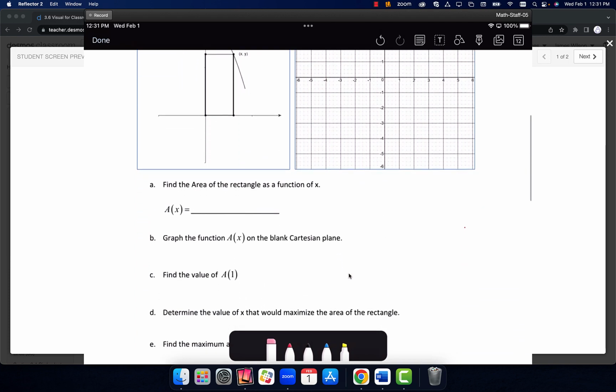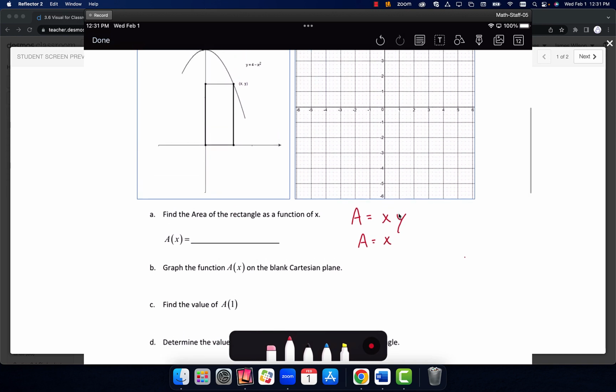So part A is asking us to find the area of the rectangle as a function of x. We'll start with just the generic definition or the formula for the area of a rectangle, and that is length times width, or we'll use x and y in this case. And it's asking for the area as a function of x. That means both variables need to be written in terms of x. So x is already okay, that's in terms of x. Basically, we need to replace the y with another equation written in terms of x.